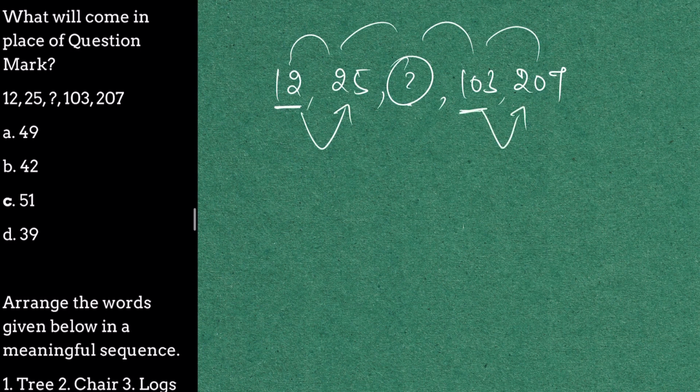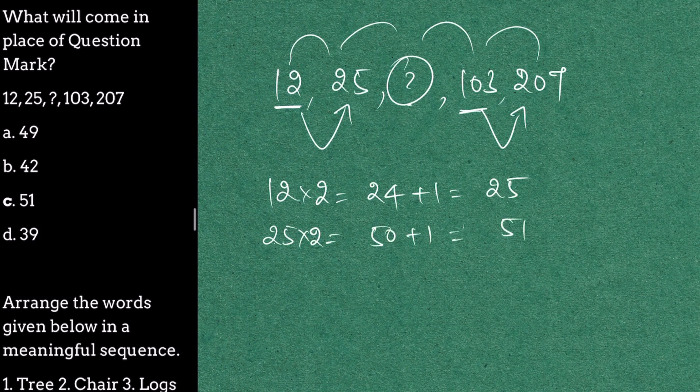So now from 12 to 25, which is the closest number, obviously 24, we know that 12 multiplied 2 times would be 24. And if you add 1 to that, we will get 25. That we know. So now let us try to do the same thing for the rest of the numbers. 25 multiplied by 2 would be 50. If you add 1, you will get 51.